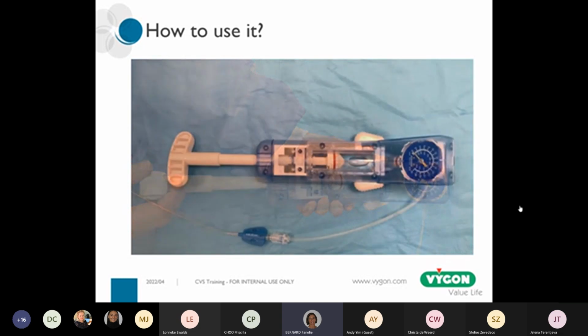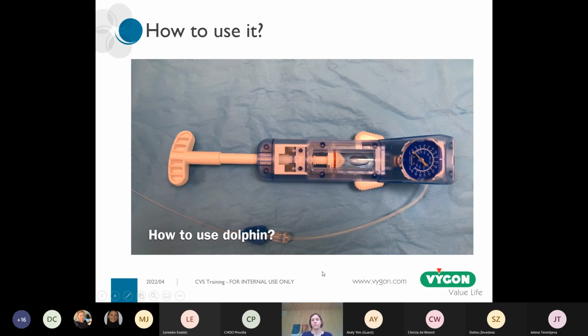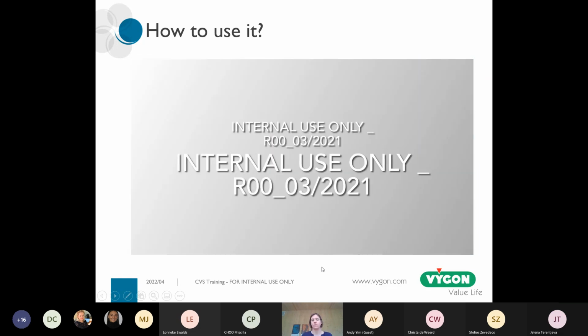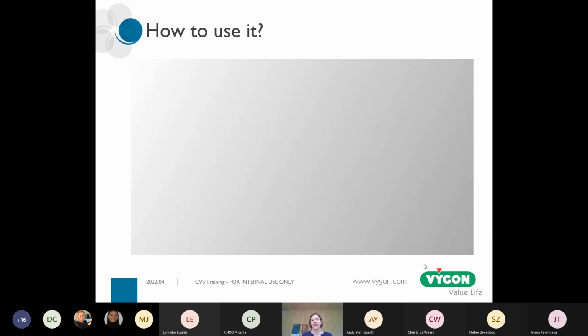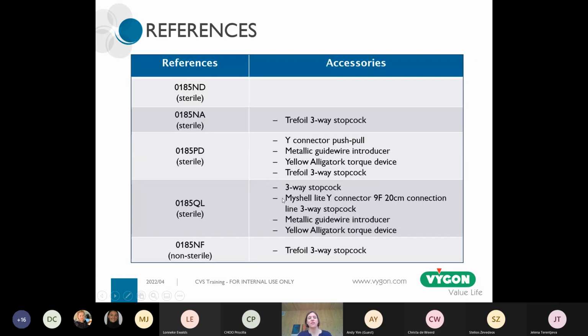As I showed you, the Dolphin is easy to use and it is very appreciated by users. Okay, so I think you have seen that the Dolphin is very easy to use, very simple, very quick. There are these references with or without accessories.